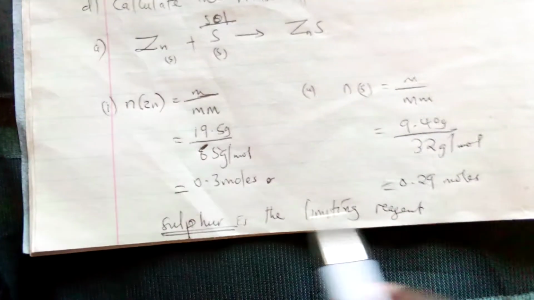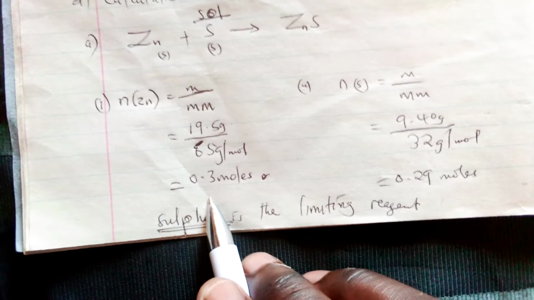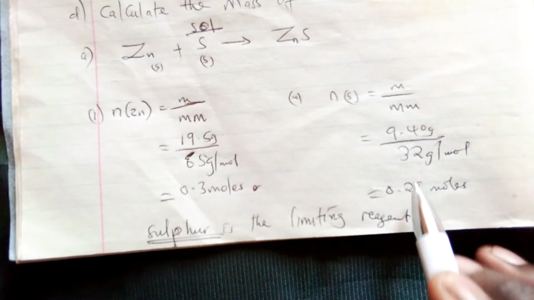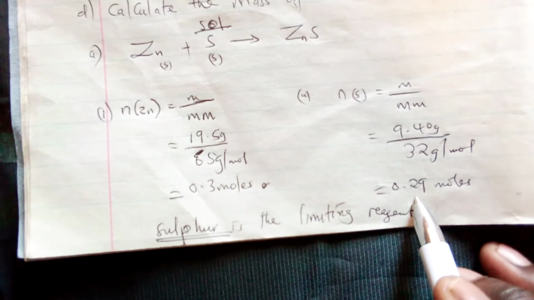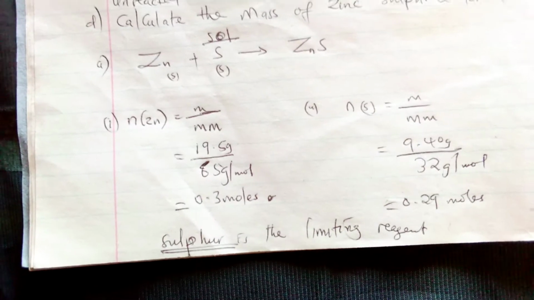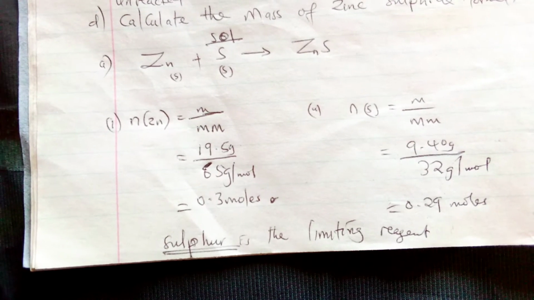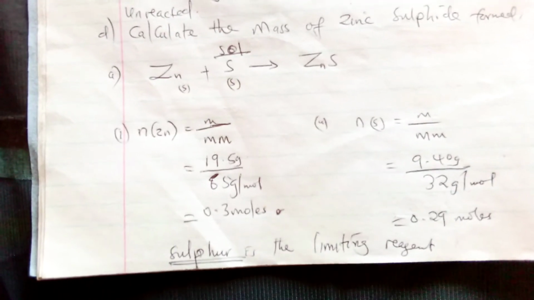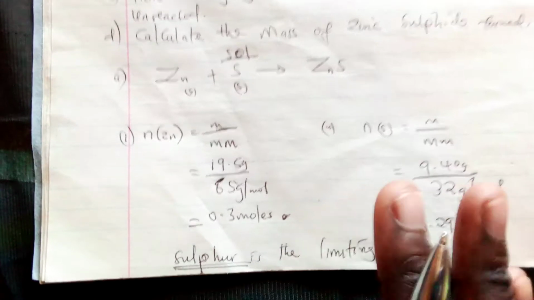So you compare the two. Which one is smaller? We find that the smaller number of moles is 0.29. This tells us that sulfur is the limiting reagent because it has fewer moles. The question is done there.